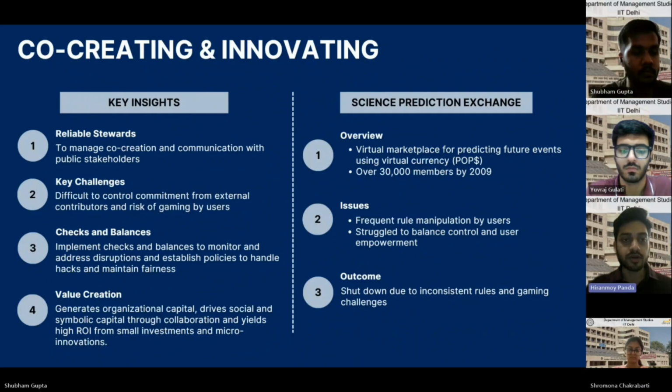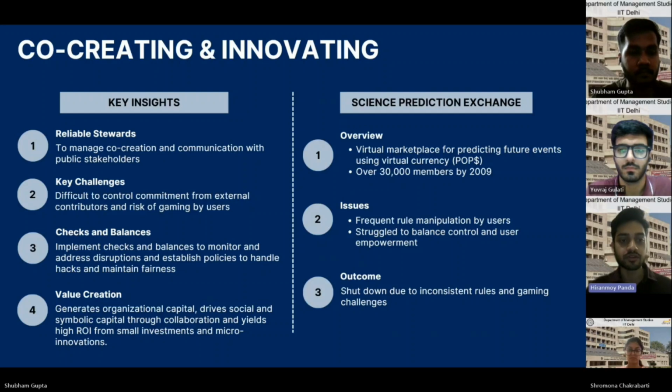So one of the key findings of this tactic is that there are reliable stewards to manage co-creation and communication with the public stakeholders. One of the challenges is to control commitment from external contributors and the risk of gaming by users, which we can see in one of the case studies, the science prediction exchange.